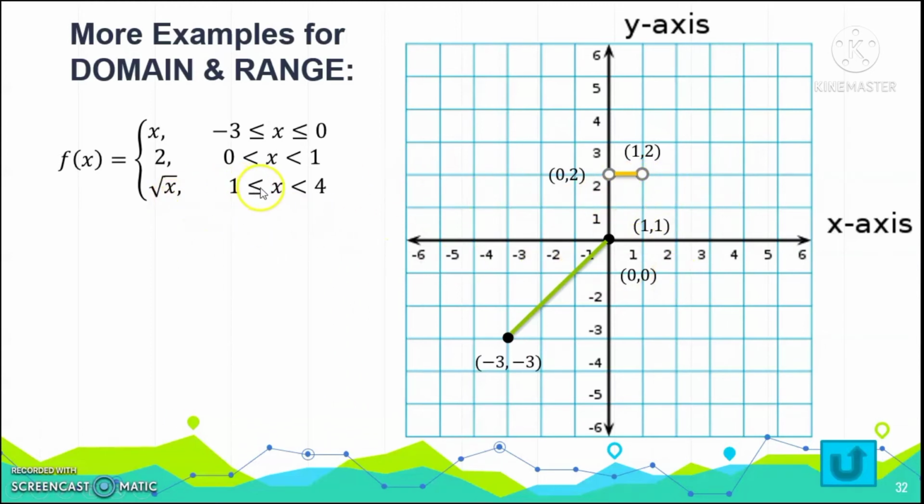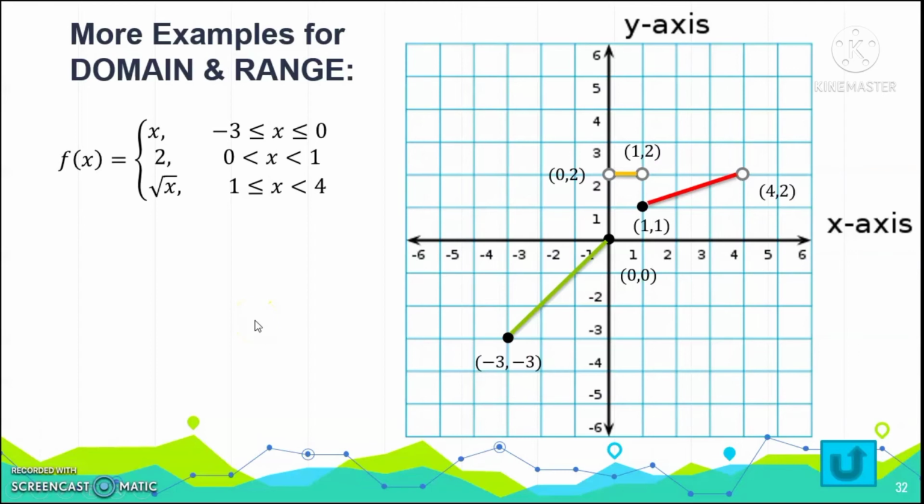Next, on the third given piecewise function, if our x is equal to 1, then our y will be equal to 1. Square root of x, that is equal to square root of 1, and the square root of 1 is just equal to 1. And we also have here 4, the square root of 4 will be equal to 2. And we use the hollow dot because of the sign less than. And then we are going to connect the two functions.